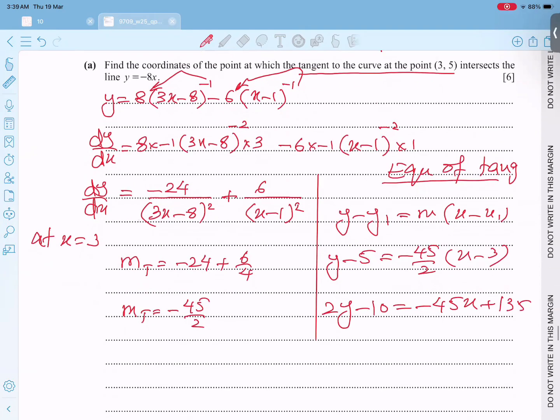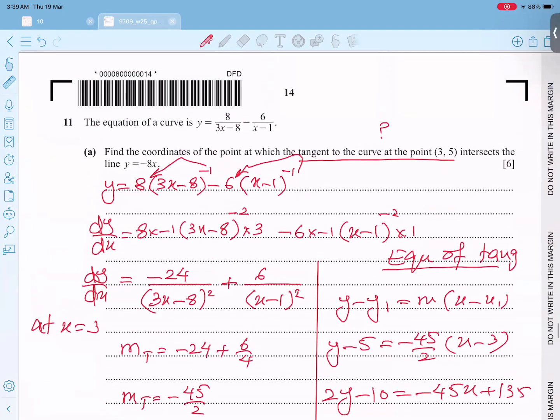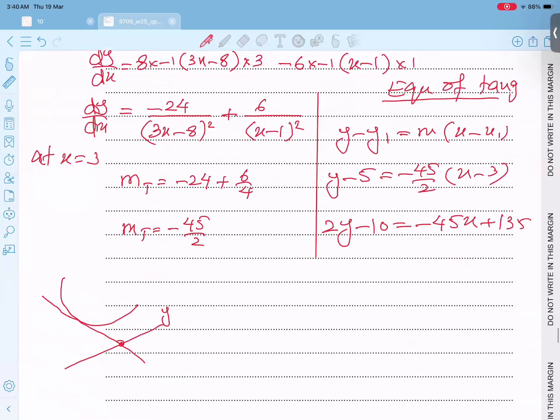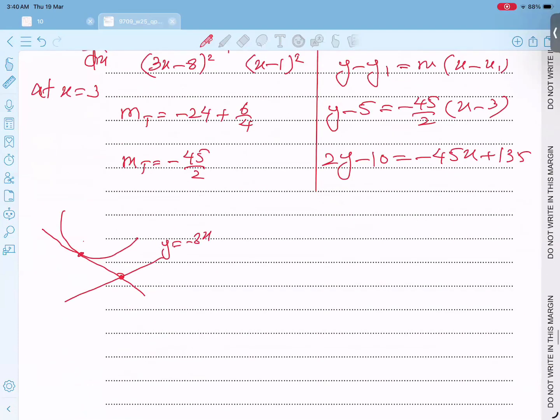And now, students, as he said before, if you look at the diagram, you can understand this is a curve and this is a tangent, and another line is cutting here. This is y equals negative 8x. And this is the point 3, 5. So this tangent and line are intersecting at the point we're looking for. So can I replace this y with negative 8x? Yes, we can replace. So put y equal to negative 8x.